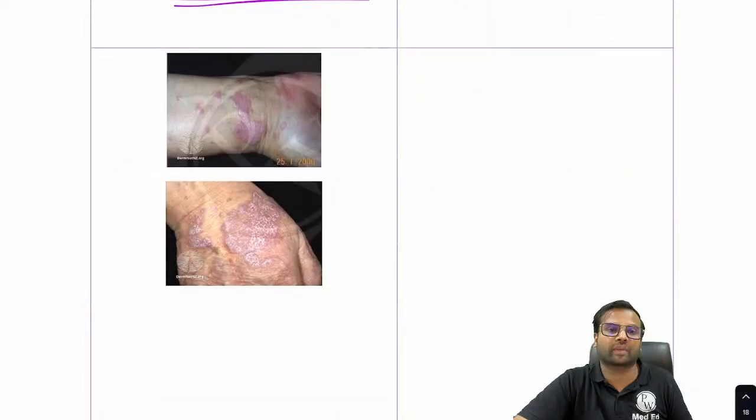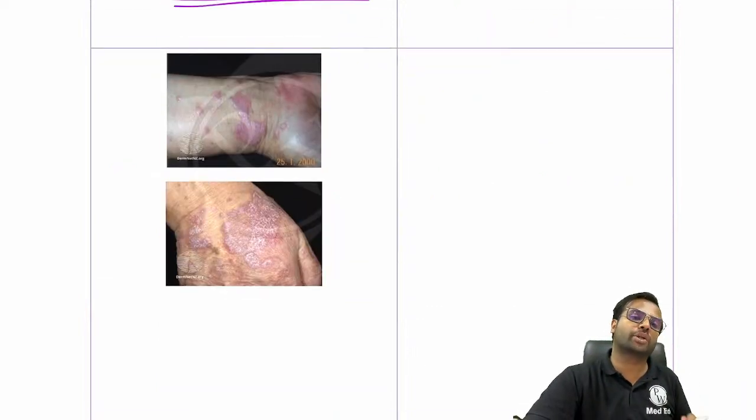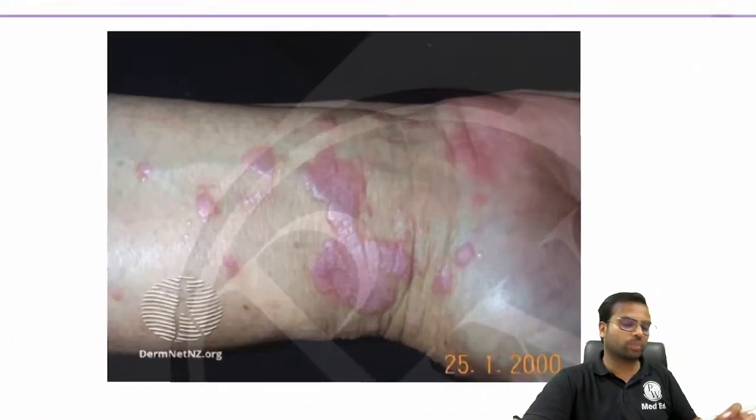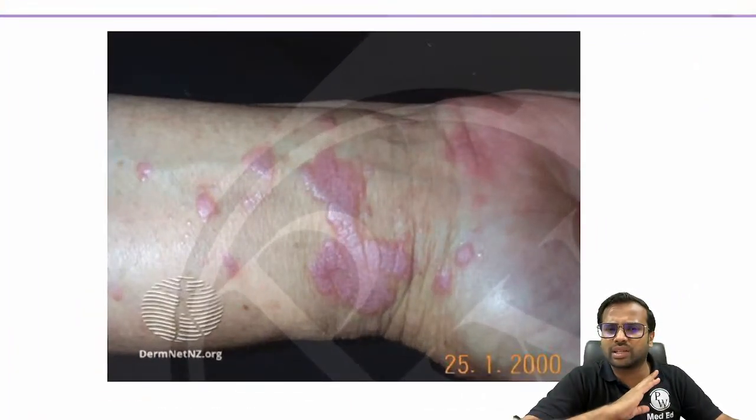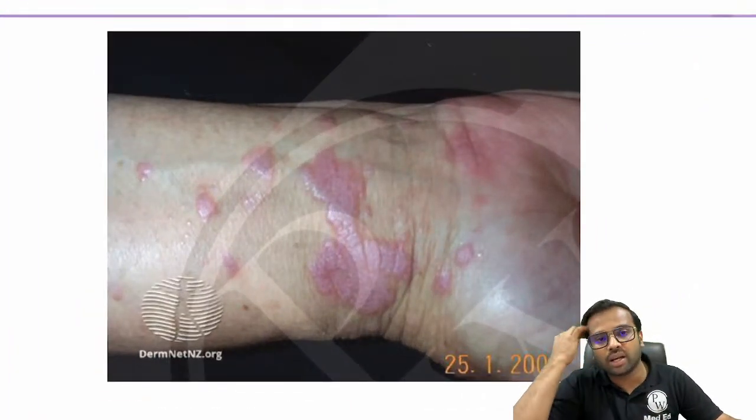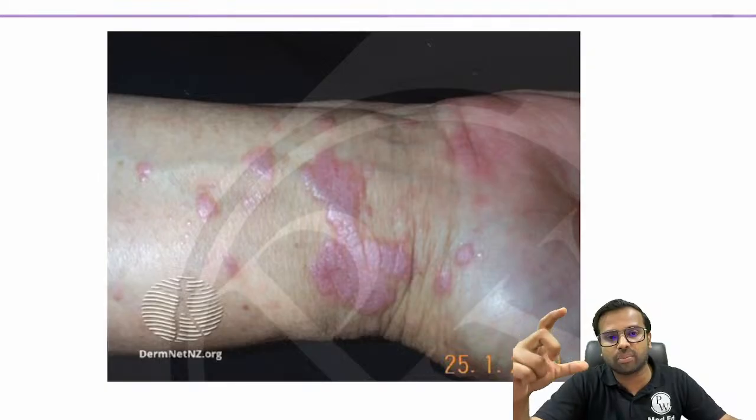So now let's see one more image. So in the next image that you can see here, I'll just zoom this image for you. Imagine that there is no question asked. It is just an image. Identify. Are you able?